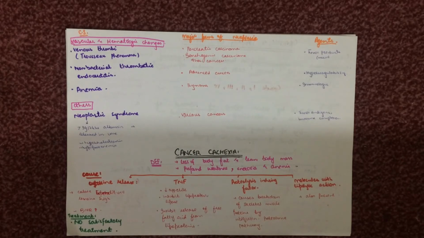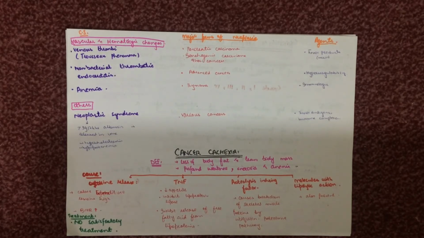For example, venous thrombi, that is called Trousseau phenomenon. It will involve pancreatic carcinoma, bronchogenic, and other cancers. The agent is the tumor product, mucin. Non-bacterial thrombotic endocarditis is very important. The major form of neoplasia is advanced cancers. The agent is hypercoagulability. And anemia, major form of neoplasia, thymoma, and the agent is immunologic.